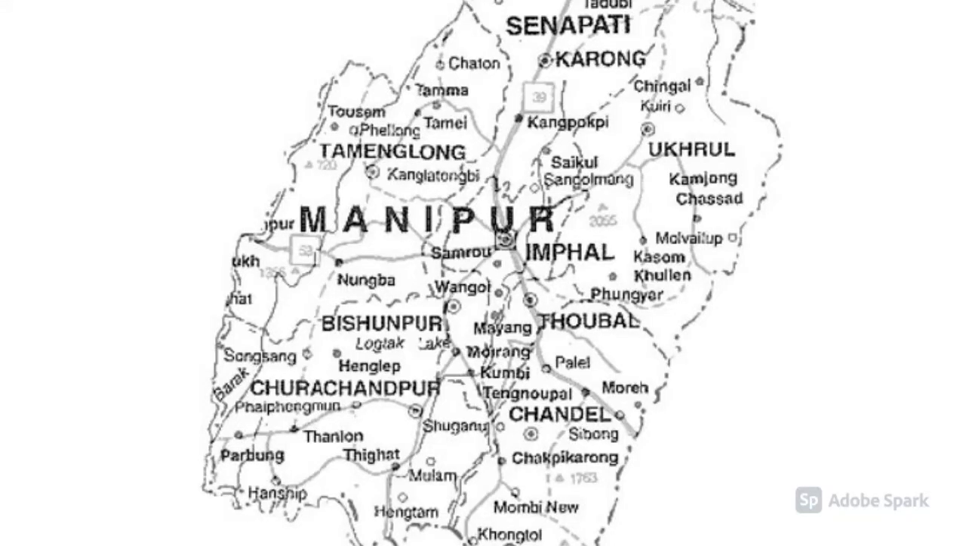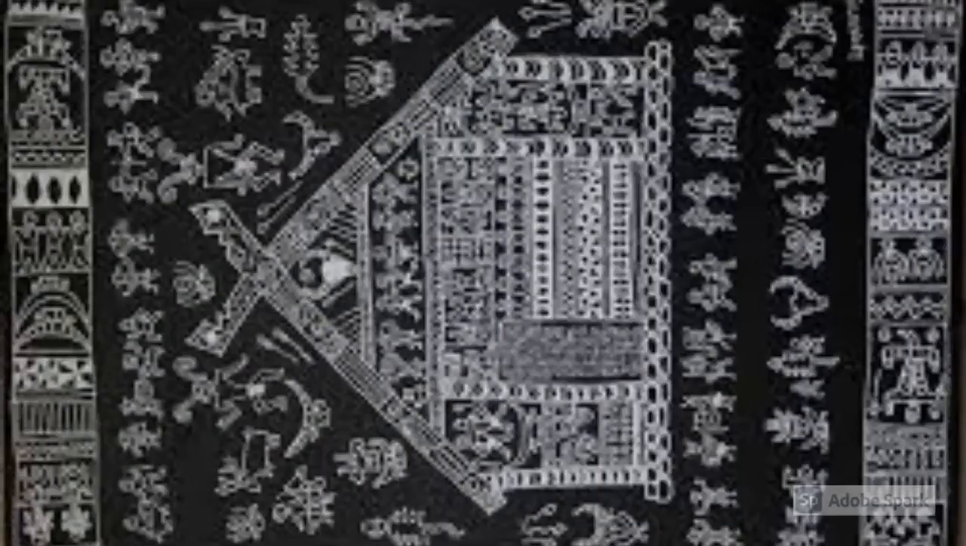Moving forward to Manipur. Manipur again is a state of northeastern India. It covers 22,375 square kilometers and has a population of about 3 million. Imphal is the capital of Manipur. Manipur has primarily an agrarian economy with significant hydroelectric power generation.